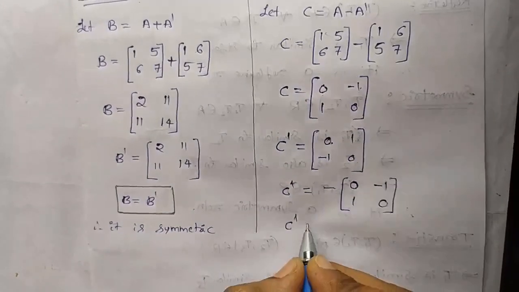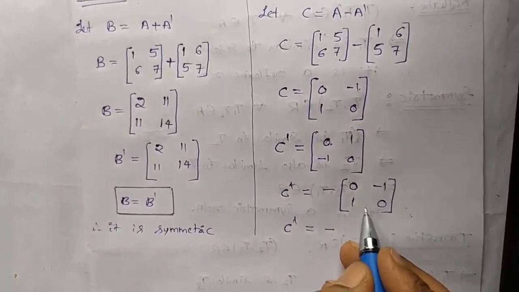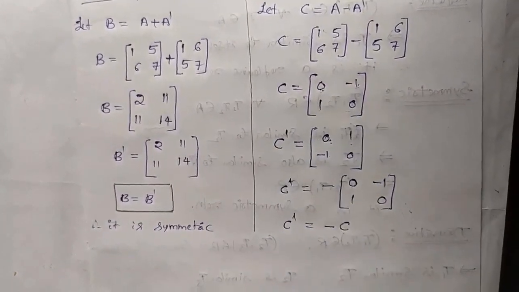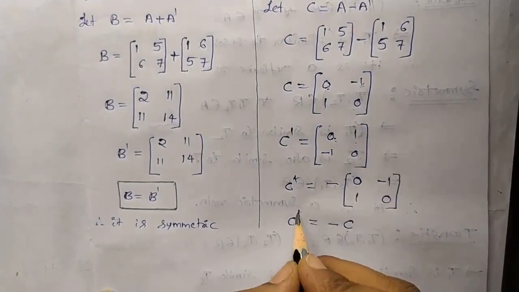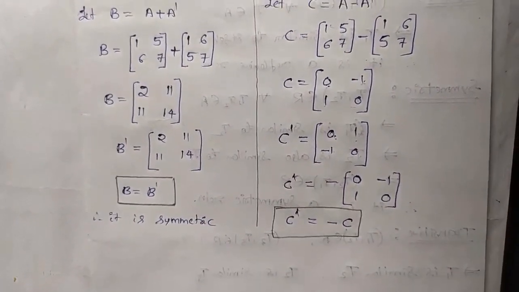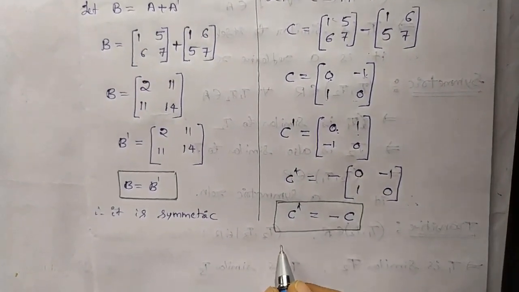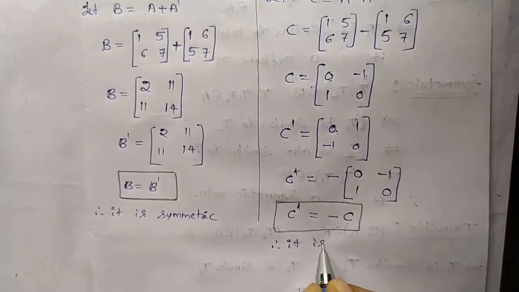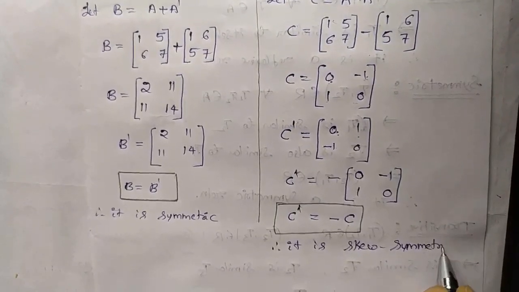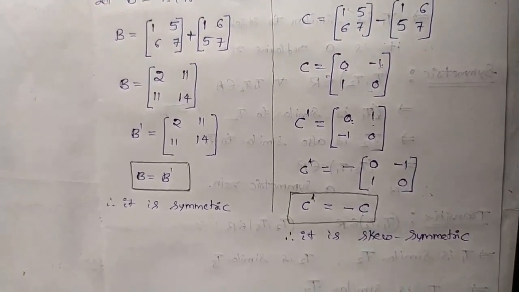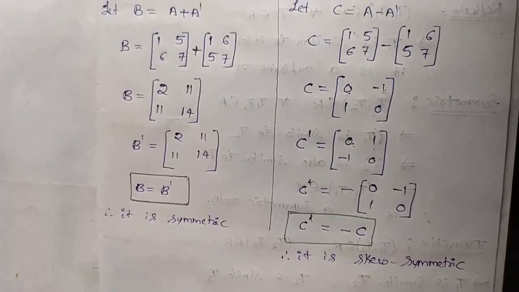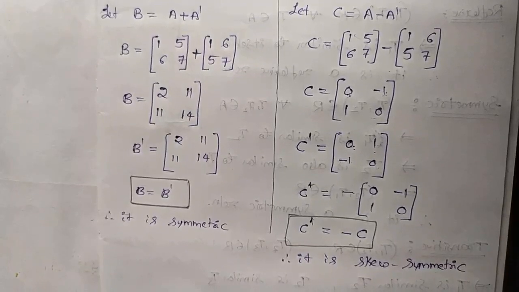Therefore C transpose equals minus [0 -1; 1 0], which is minus C. That is, C dash equals minus C. Therefore the given matrix is skew symmetric. Hence it is the solution for this question. Next we will move on to the next question.